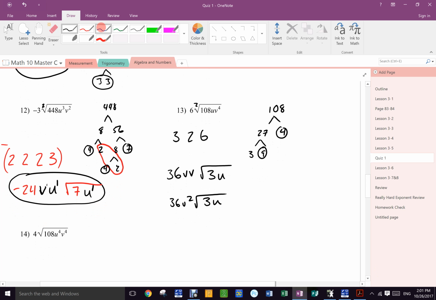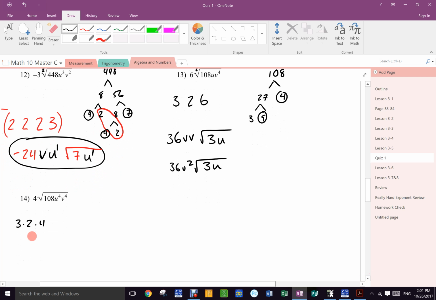Now, 14 is no different, except there's a 4 out in front. We know that 3 and 2 are coming out of 108, yes? Right? So what's going to the front here? 3, 2, 4. What's the answer? 24. Groups of 2. How many groups of 2 U's can I get out of there? 2. U squared. How many groups of V's can I get out of there? 2. V squared. What did I leave under there? Nothing. No. 3.